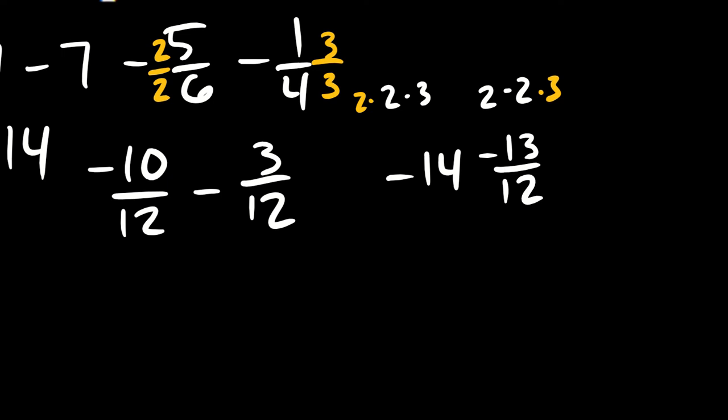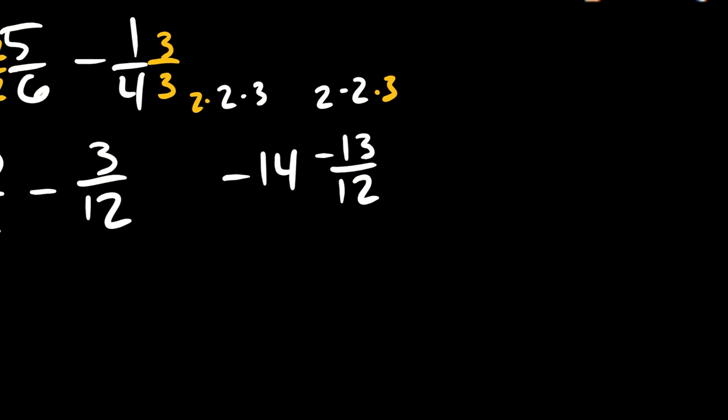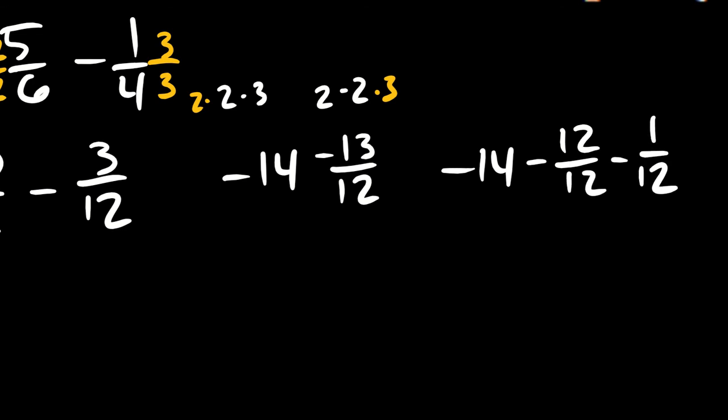But there's a negative 1 lurking there, right? So I'm going to bring that out, and I'm going to rewrite this as negative 14 minus 12 twelfths minus 1 twelfth. So you see what I've done there, right? I just broke that 13 up into 12 and 1. Negative 13 is a negative 12 and a negative 1. This number is equal to 1, so now negative 1.